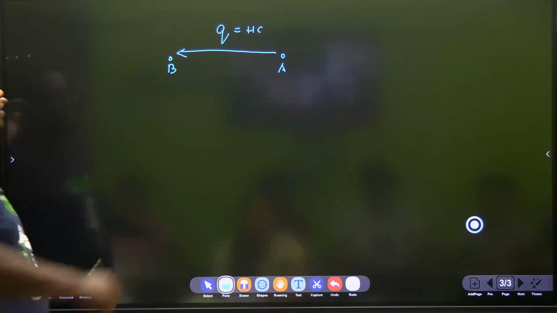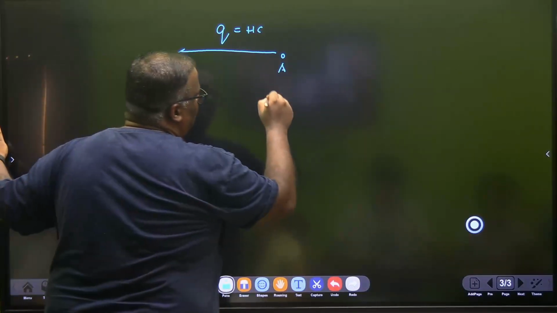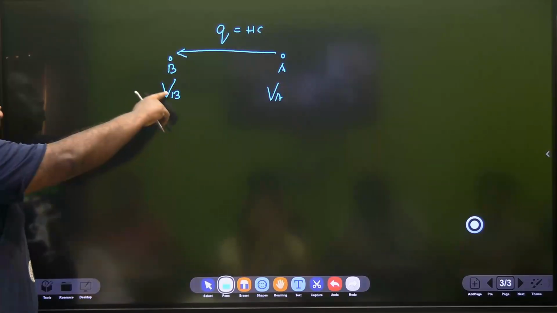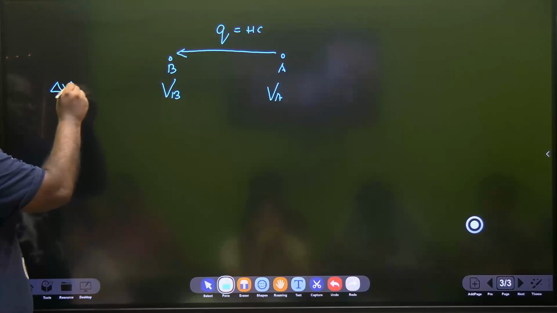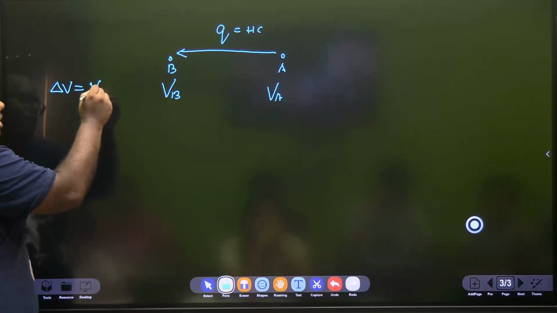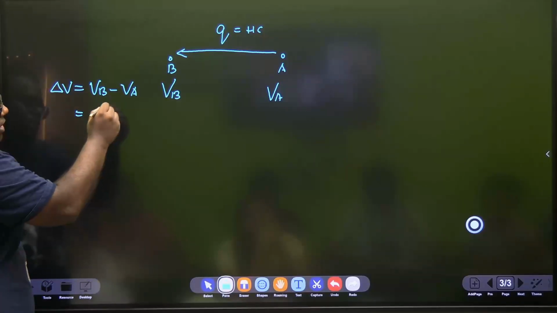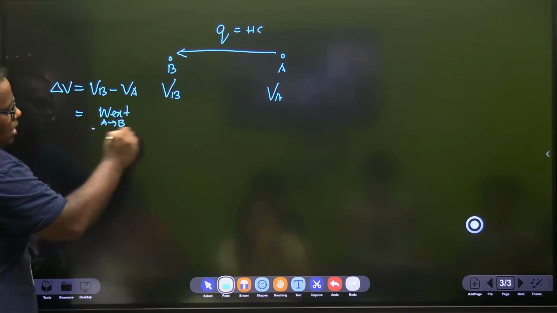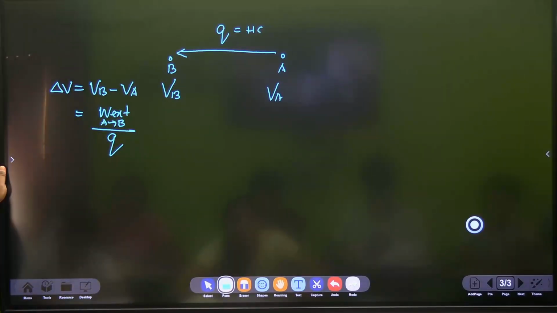Then B will have some potential called VB and A will have some potential called VA. Why am I not writing UA, UB? This is potential, not potential energy. The difference in potential, delta V, is given by VB minus VA. And what is VB minus VA? W external, the work done from A to B, divided by the value of Q. Clear?